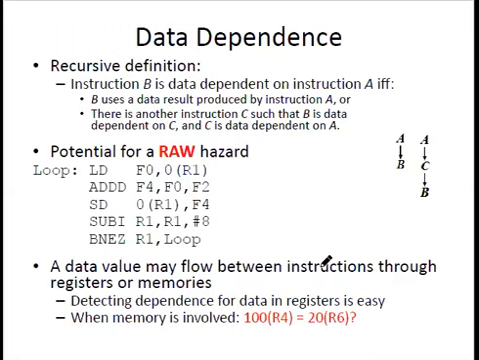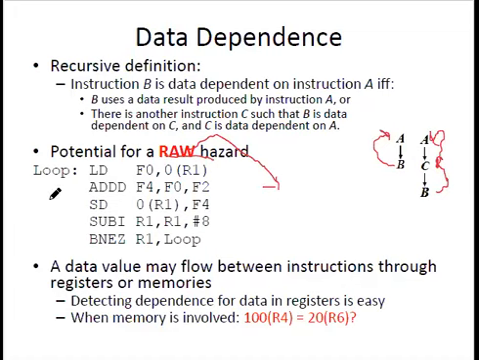or there is another instruction C such that B is data dependent on C and C is data dependent on A. So either B depends upon some value from A, or B depends upon some value from C, which further depends upon some value from A. They all depend upon each other, and then the potential for a RAW hazard is found in this particular program. RAW hazard is read after write.